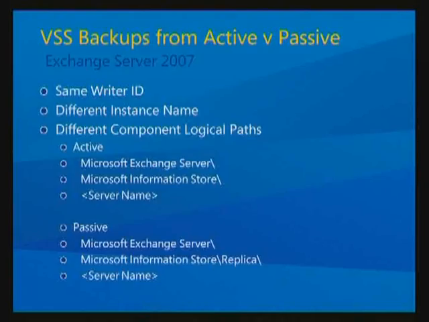With the VSS, with the way that we do this with the active and the passive, even though it's the same writer, and it's essentially the same writer ID, we distinguish by having a different instance name. And we also, the two have different path names. So you can see here on the slide that for the passive, we have the replica in that path name, which distinguishes it from the active.